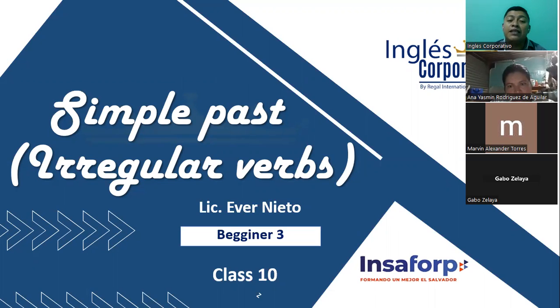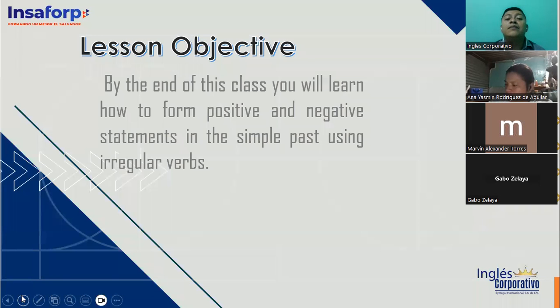So this is the topic for tonight: simple past, irregular verbs. And this is class number 10. So welcome, everybody. Welcome to the class. And let's start with this. This is the lesson I'm looking for tonight. Any volunteer to read the objective for tonight, what we are going to learn tonight? Yes, teacher. Thank you, Anna. Can you please read the lesson objective? Lesson objective. By the end of this class, you will learn how to form positive and negative statements in the simple past using irregular verbs. Excellent. Thank you so much.